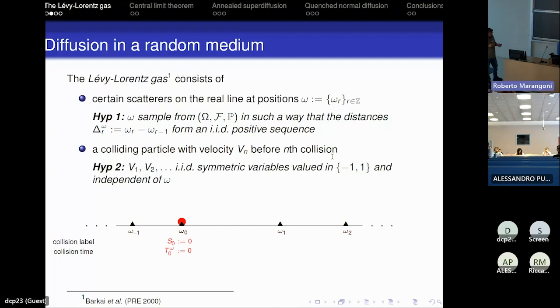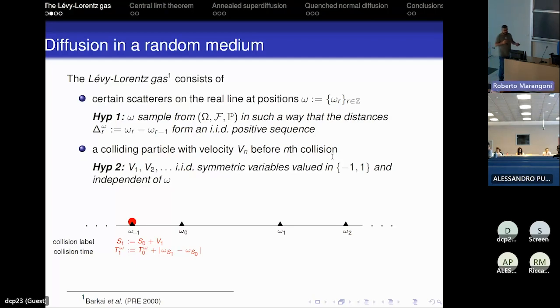After you put the particle, you draw a velocity, V_1. In this example, V_1 is equal to -1. So the particle starts moving toward the left and reaches the first obstacle, which is omega_{-1}. So S_1 is -1 in this example. It can be written as S_0 plus V_1. T_1 is the time of the first collision. Since the speed of the particle is 1, the time of the first collision is basically the distance between the two obstacles, omega_0 and omega_{-1}.